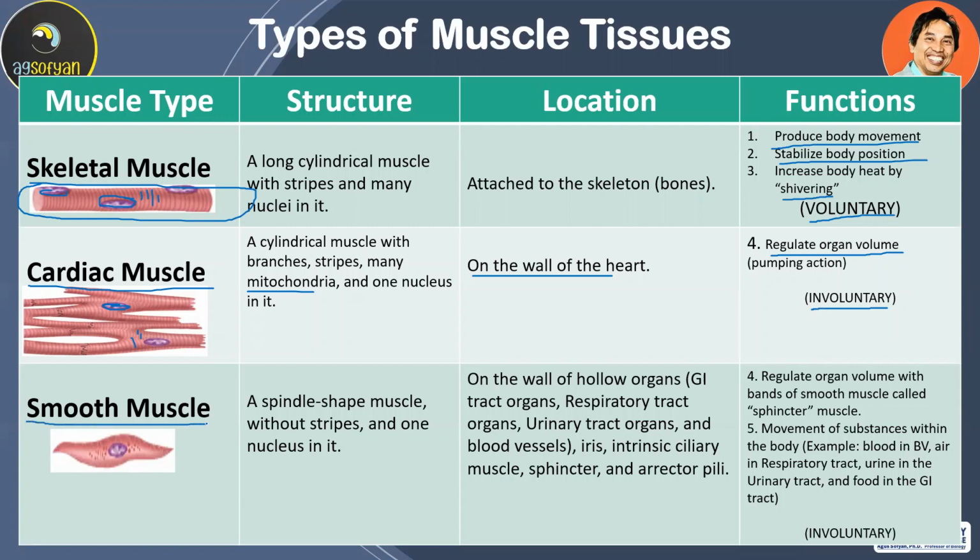The last one is smooth muscle, and this is the only one that looks like a spindle. So this is a spindle muscle, shorter compared to the skeletal muscle and cardiac muscle. Therefore, it only has one nucleus per cell. We don't see stripes in this muscle. So this is why it's called smooth muscle, no stripes.